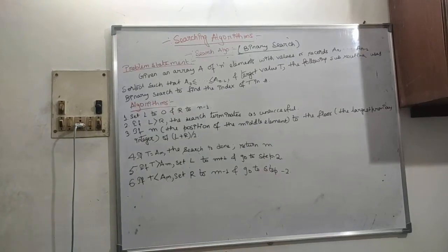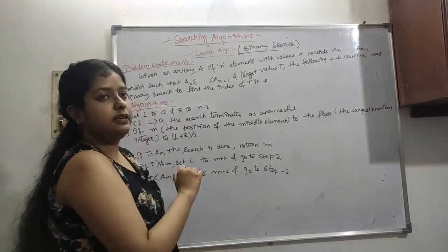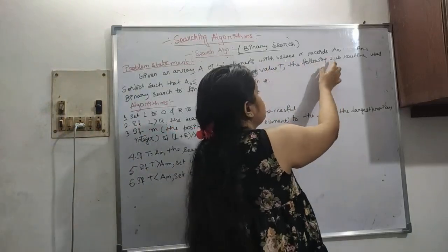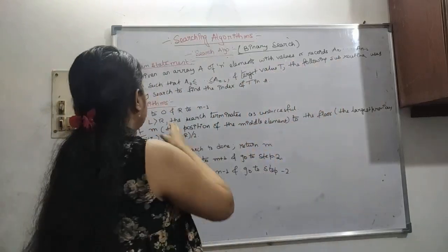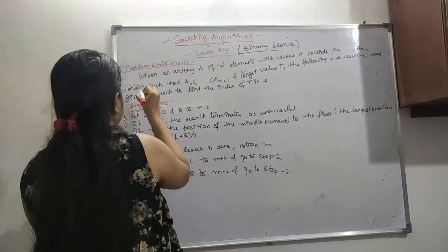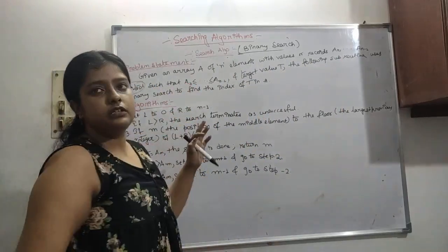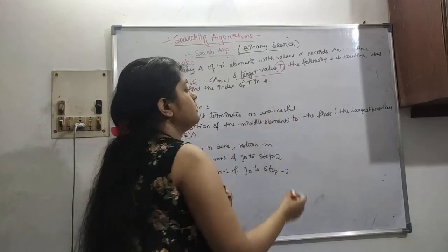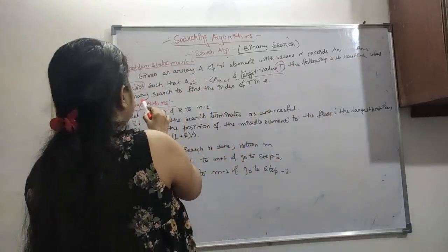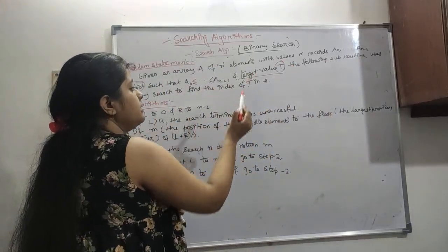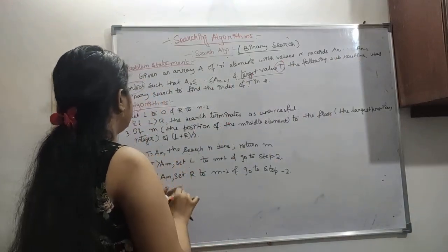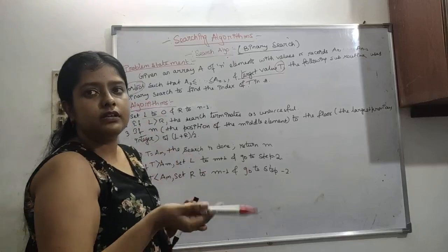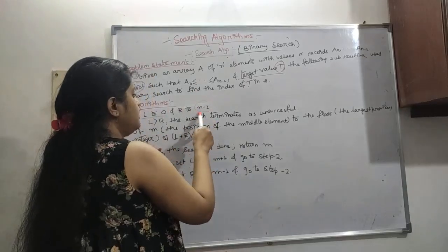Now let's see the basics of this algorithm. The problem statement is: given an array A of n elements with values or records A0 to An minus 1, sorted. This is very important, it has to be sorted such that A0 is less than or equal to An minus 1, and the target value is T. The following subroutine uses binary search to find the index of T, the target element, in A. Now the algorithm: set L equal to 0, the leftmost, and R equal to n minus 1, the rightmost.